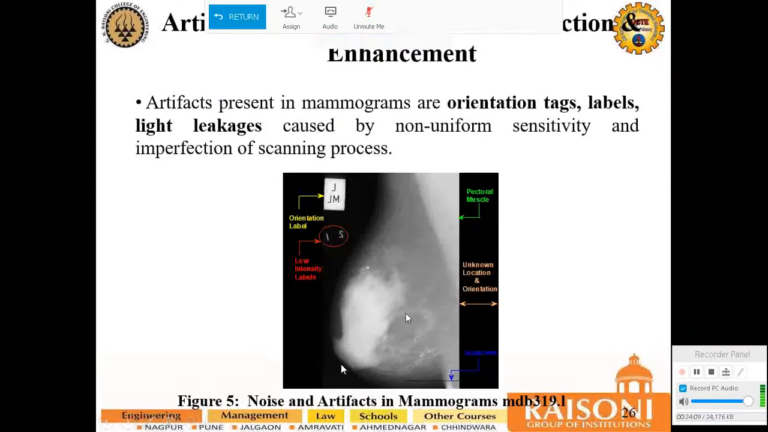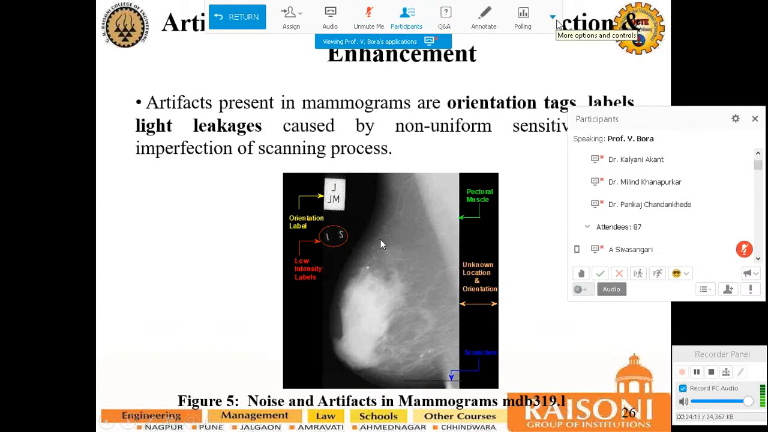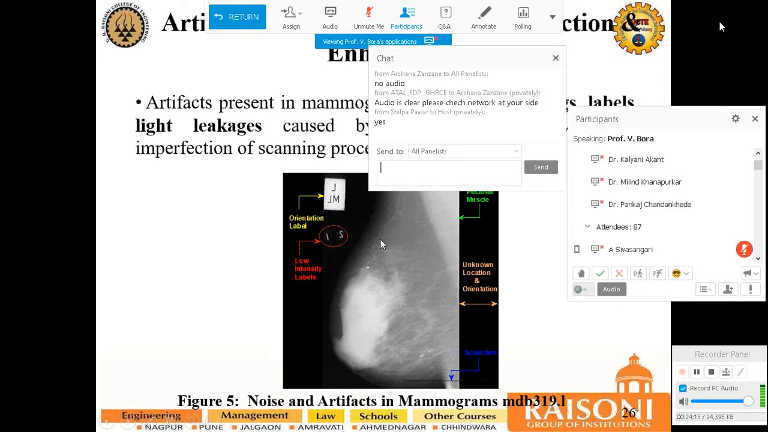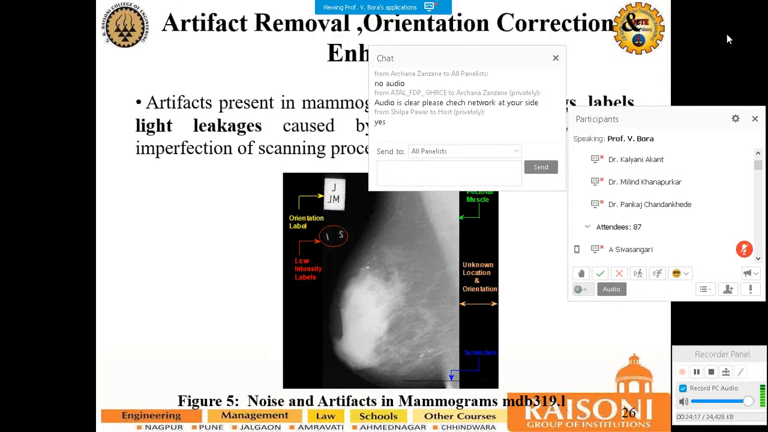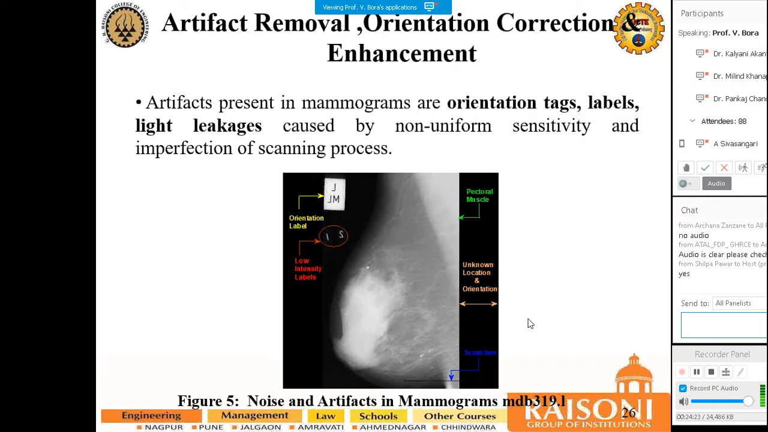These are the labels. There can be so many artifacts. But in a CAD system, we need to remove all these artifacts. We need to correct the orientation also. Some reference standard will be there. That will always be done on the mammogram before the segmentation part starts. So these are the artifact removal and orientation.